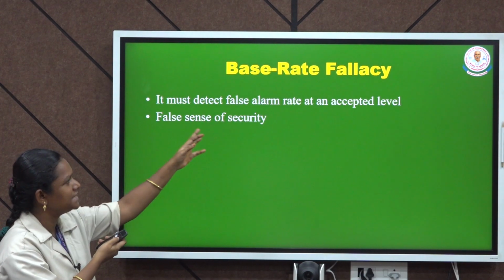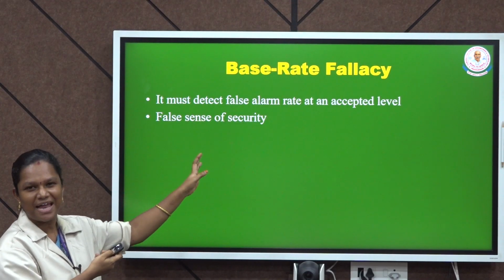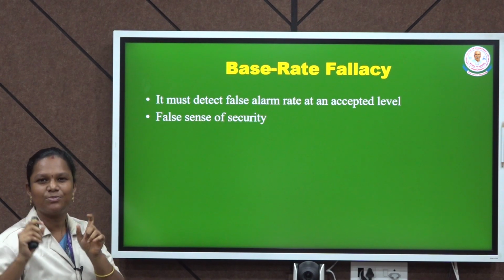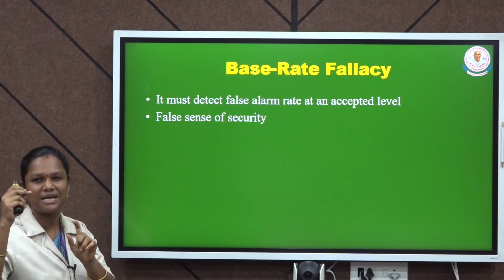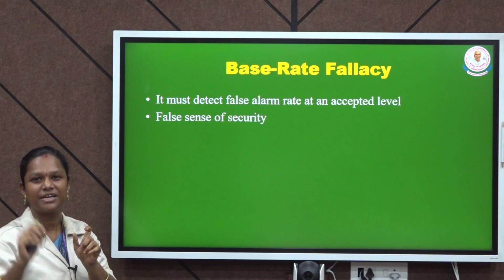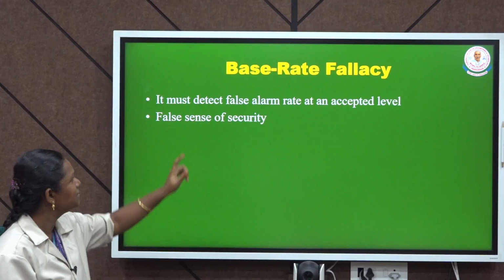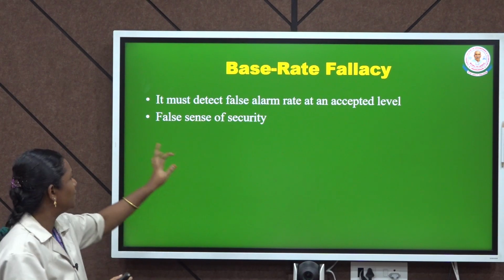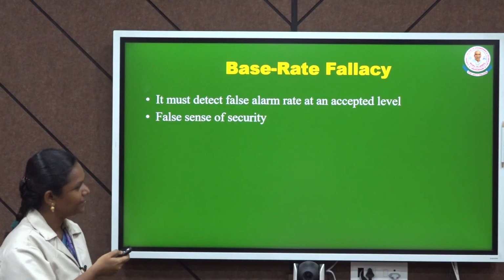Next one, base rate fallacy. What is meant by fallacy? It gives a false alarm rate. At each unacceptable level, some false alarm rate is already provided. This is called the base rate fallacy. It also provides a false sense of security.